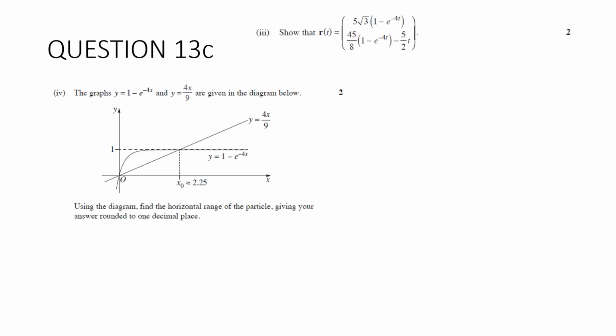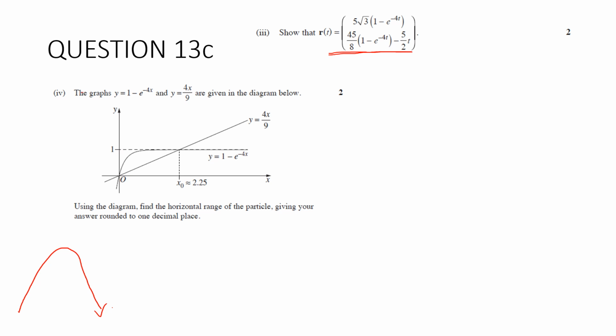And part 4, the graphs y equals 1 minus e to the negative 4x and y equals 4x on 9 are given in the diagram. Using the diagram, find the horizontal range of the particle, giving your answer rounded to 1 decimal place. All right, so if we want the range, remember our particle is going up and coming down, and we have this equation here for the vertical path. So we want to know when that's equal to 0, basically.